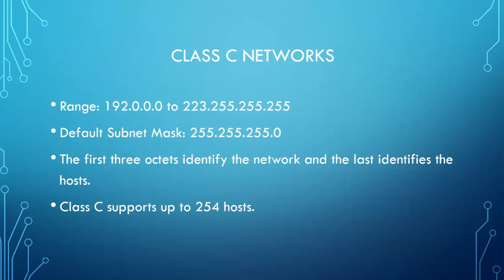Class C networks were designed for small networks. It's what you normally see in homes or small business networks. The address range is 192.0.0.0 to 223.255.255.255. The default subnet mask is 255.255.255.0, which means the first three octets, the three 255s, identify the network, and the final octet, 0, identifies hosts. This allows a maximum of 254 hosts per network, which is ideal for small businesses or home networks, like I said.